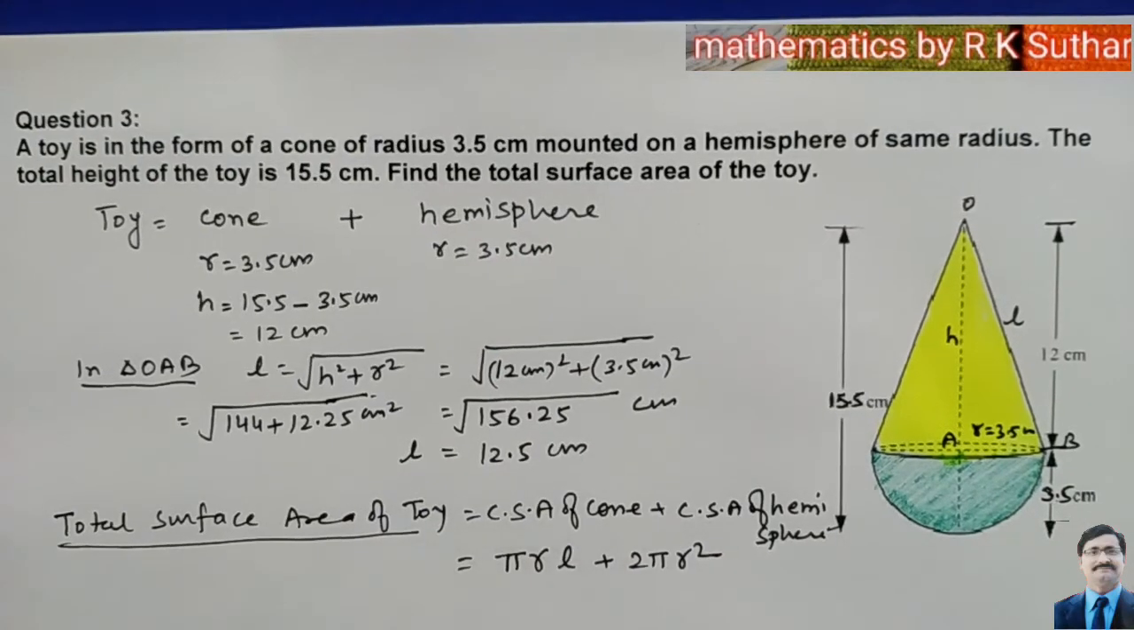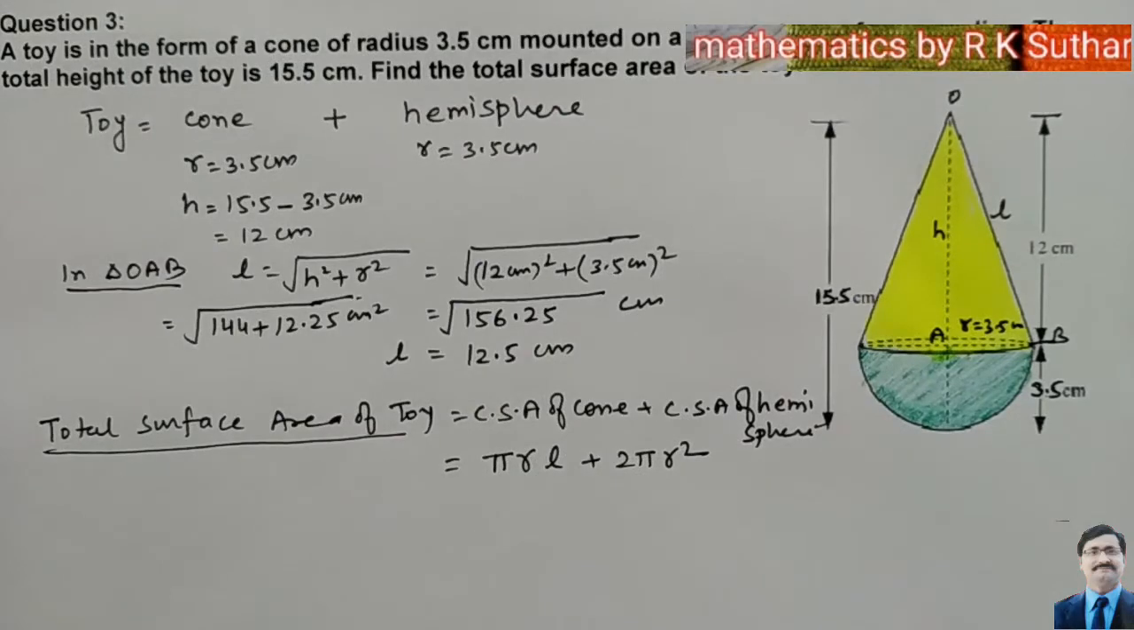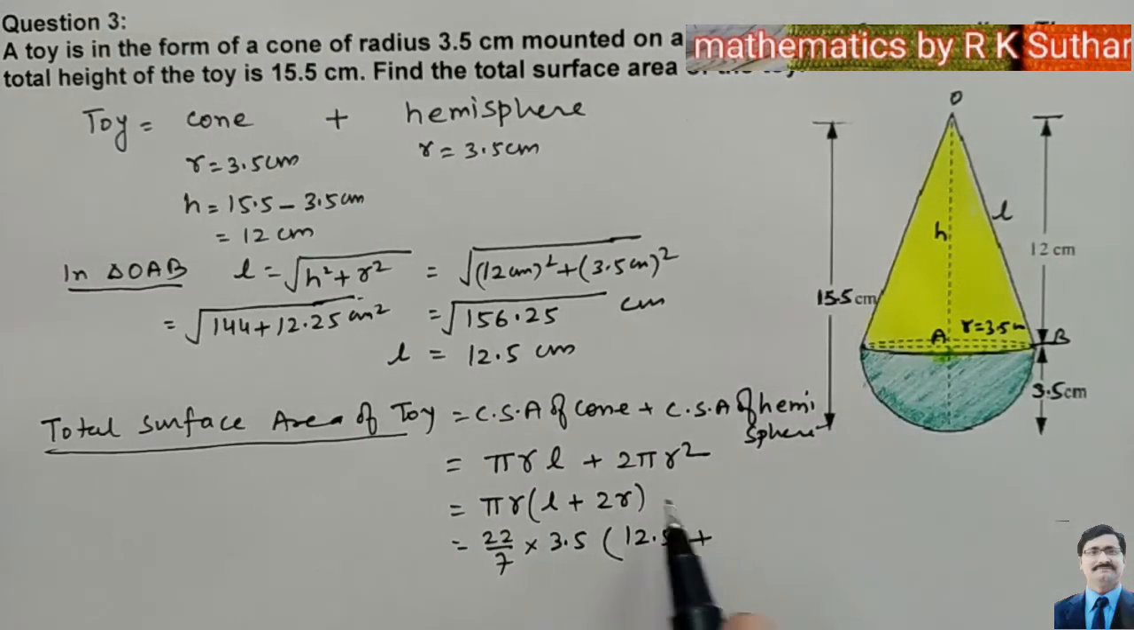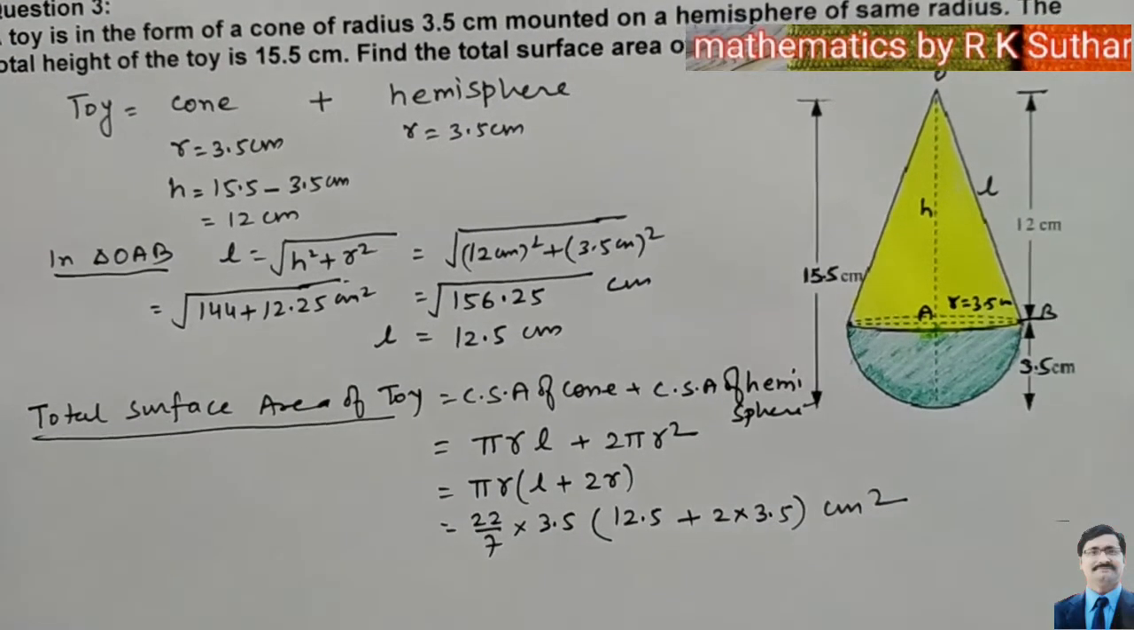If you want, you can solve these separately, or otherwise we can take pi r common, so l plus 2r will remain. We put the value 22 by 7 in place of pi, 3.5 centimeter in place of r, l is 12.5 which we already found, and 2r is 2 into 3.5, and the whole is in centimeter square. Now we will solve these.